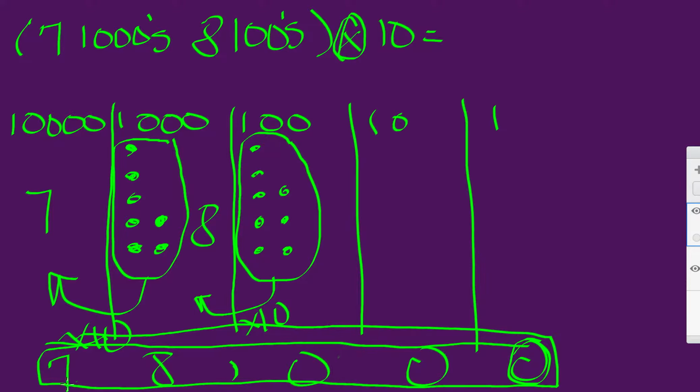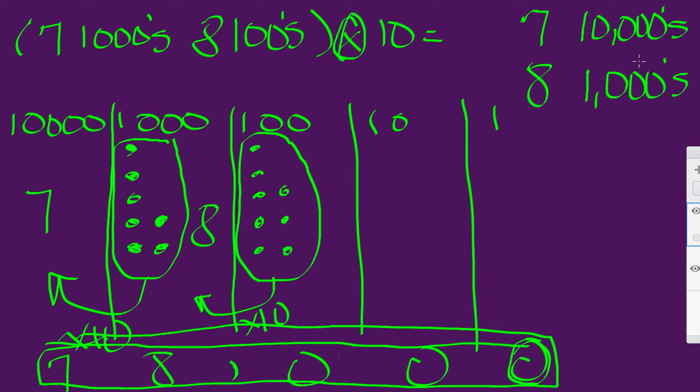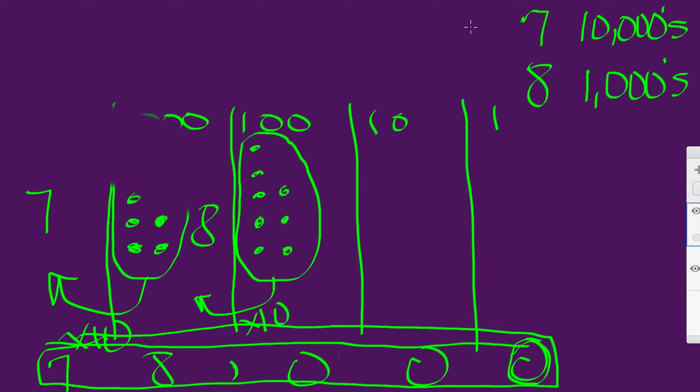Unit form, you have 7 in the 10,000s. So you have 7 10,000s. And you have 8 in the thousands. So you have 8 1,000s. That is unit form. This is standard form. Okay, 2 more, and these are division this time.